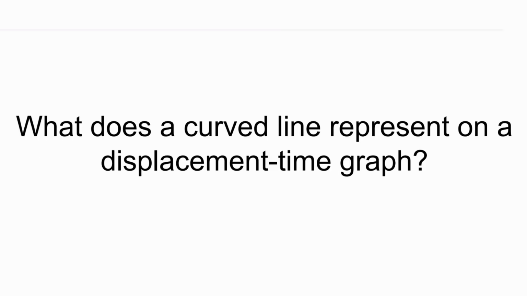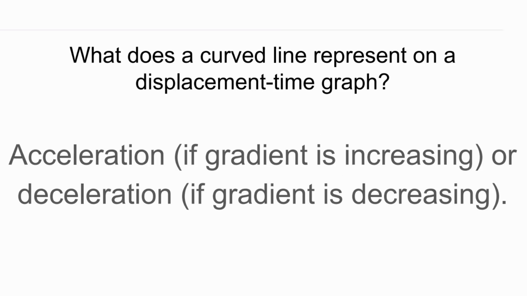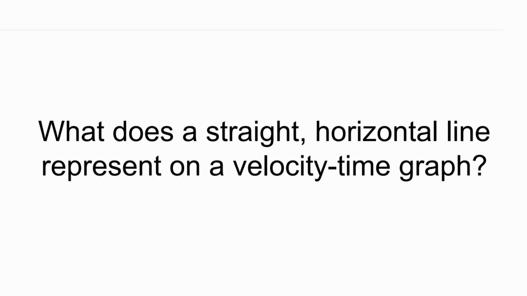What does a curved line represent on a displacement time graph? If the curved line on a displacement time graph is increasing, or the gradient is increasing, it means the body is accelerating or has an acceleration. And if the gradient is decreasing or the curved line decreases, it means that the object is decelerating or there is deceleration.